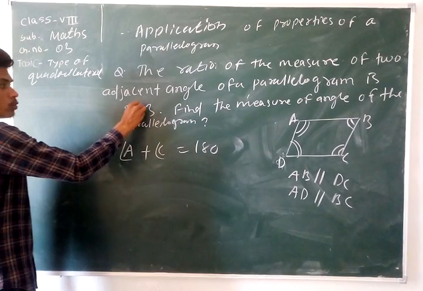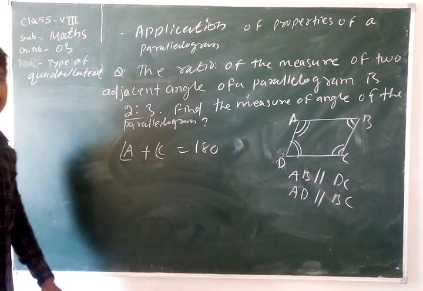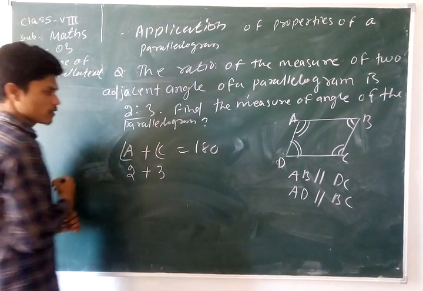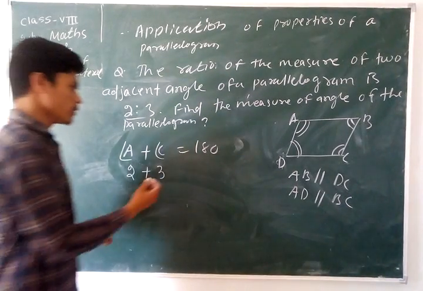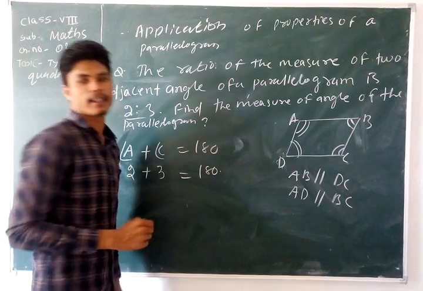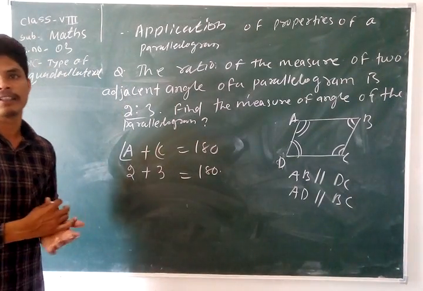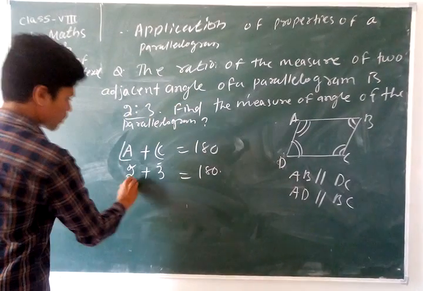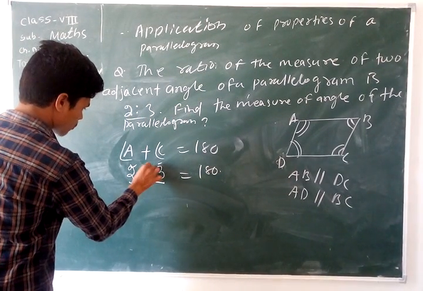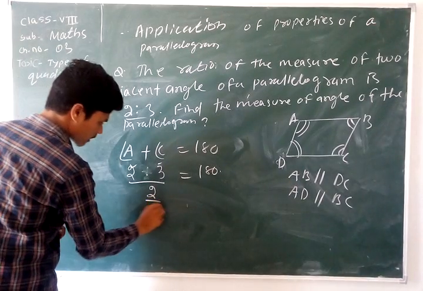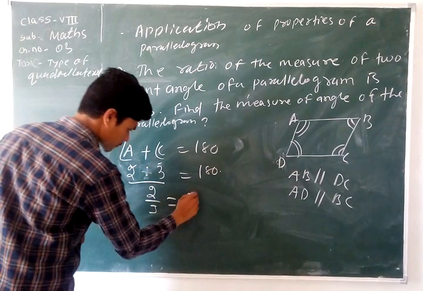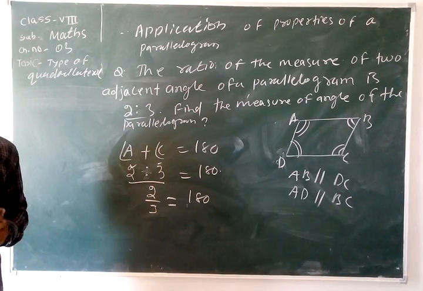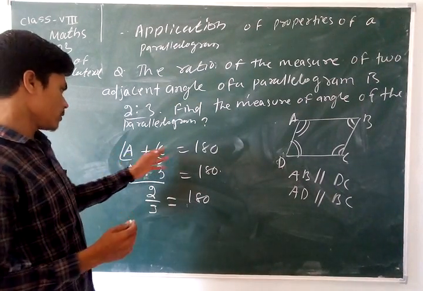Here two angles are given in the ratio 2:3. That means 2 plus 3 equals 180 degrees. So 2 parts plus 3 parts equal 180 degrees. Then angle A plus angle C equal to 180 degrees is there.